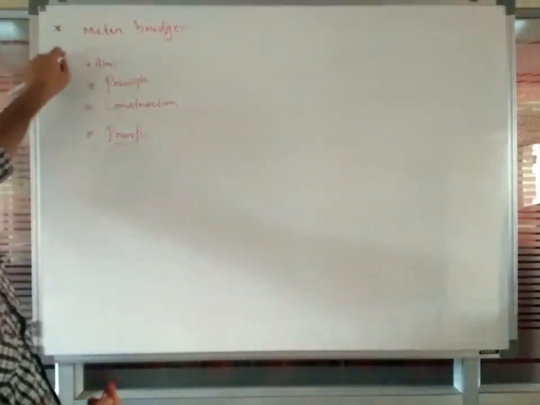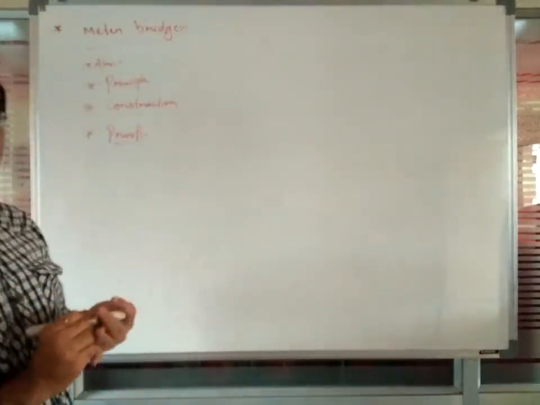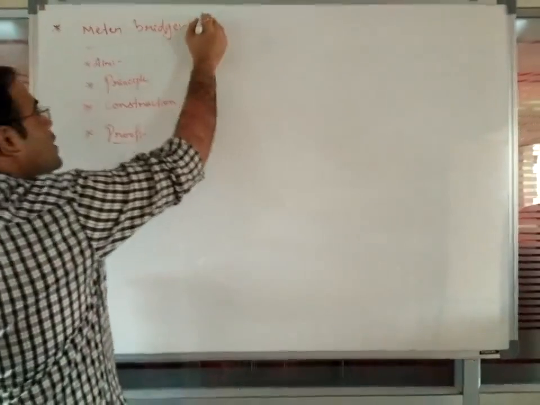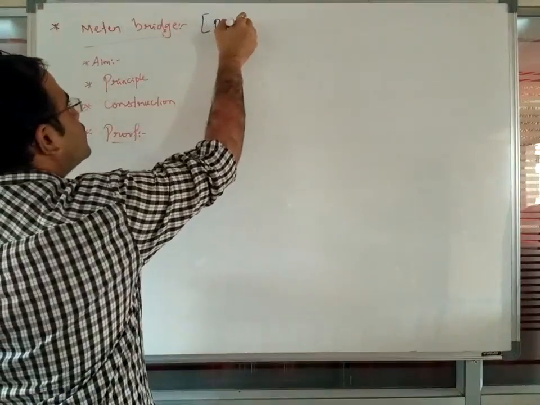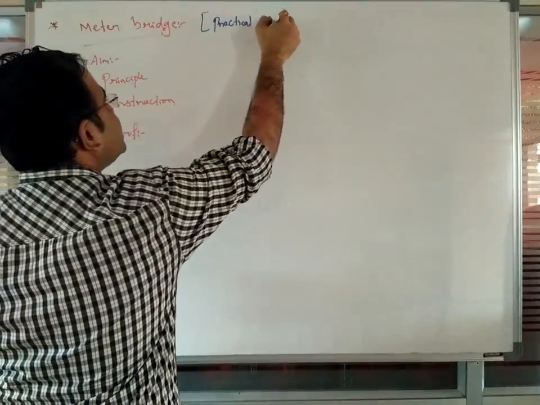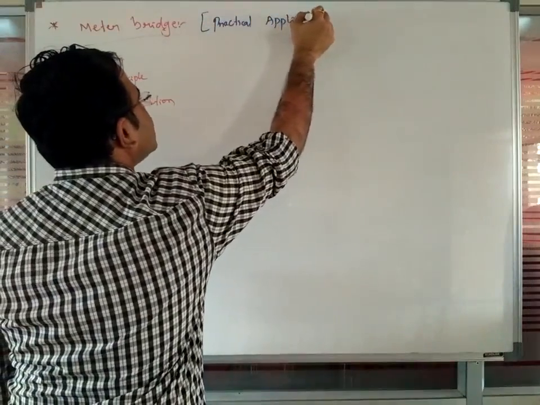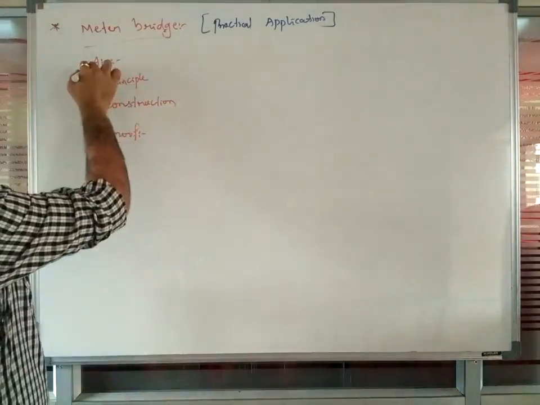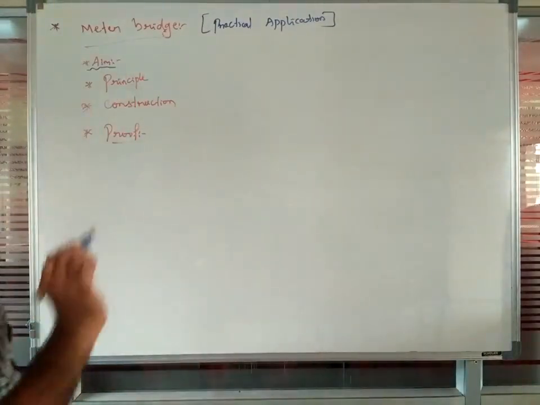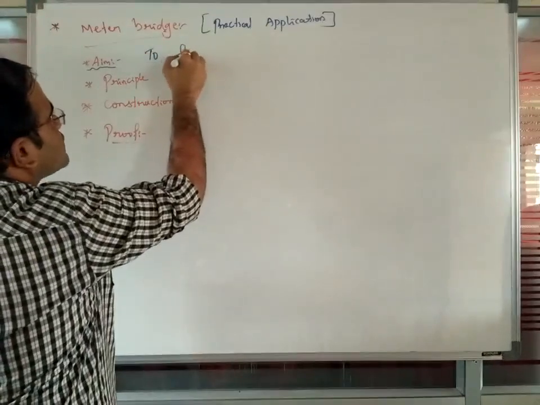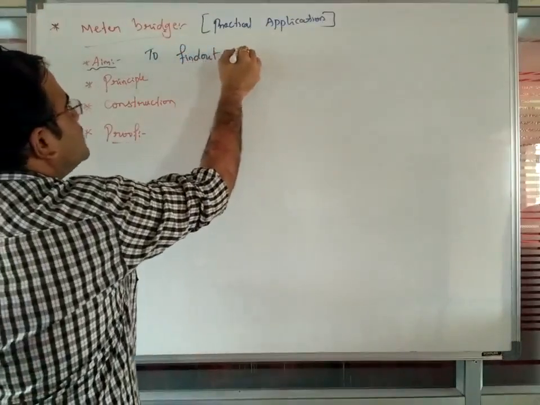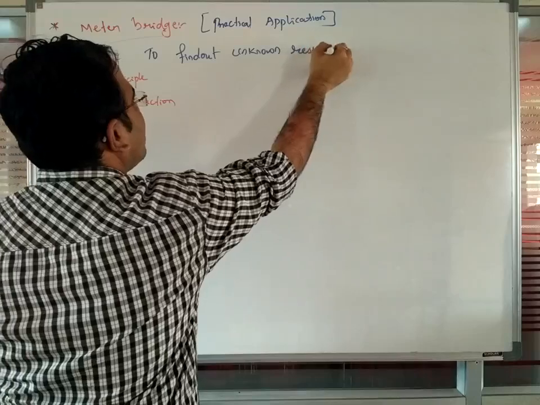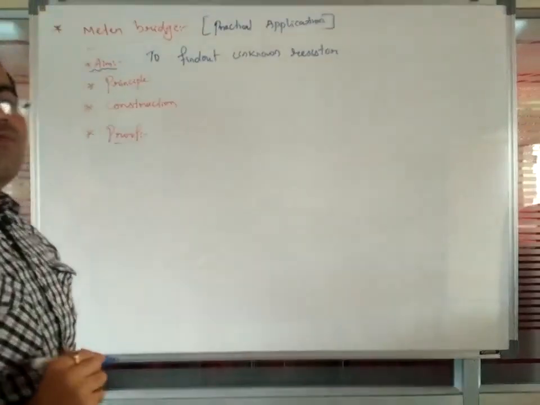So the meter bridge is a very practical application of this Wheatstone bridge. Why is it called a practical application of the Wheatstone bridge? The reason is, why you are going to use a meter bridge, in the sense to identify unknown resistors. To find out an unknown resistor in the given circuit, you are going to use this Wheatstone bridge, in order to identify the unknown resistance value of a given resistor.